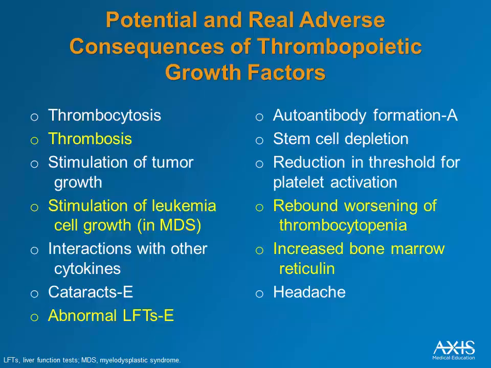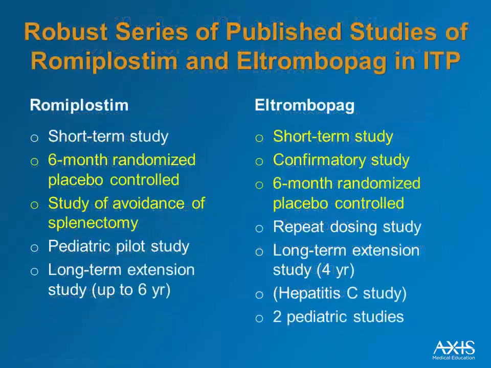Finally, though not indicated on this slide, there are people who develop diffuse aches and pains or headaches with one or the other agents and are unable to continue them, though fortunately this is quite infrequent. These are the robust studies described. The 5 studies in yellow, in addition to one of the pediatric studies, are the 6 largest randomized controlled trials that have ever been done in ITP.